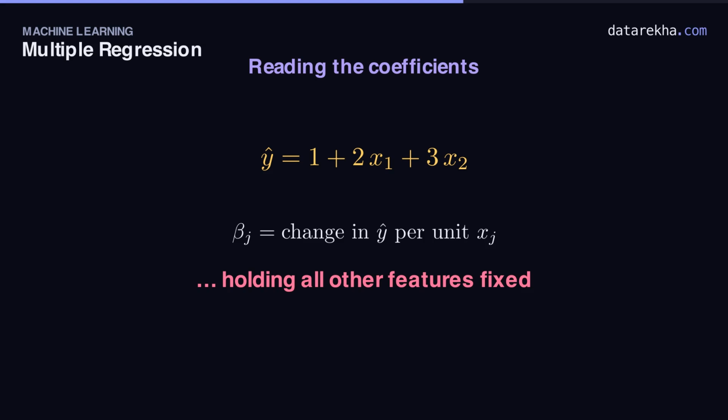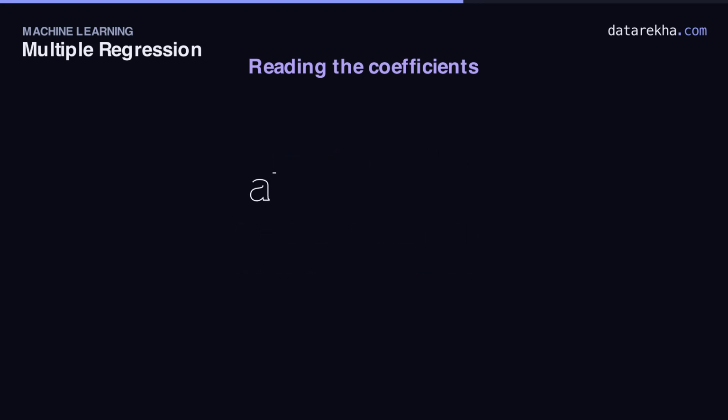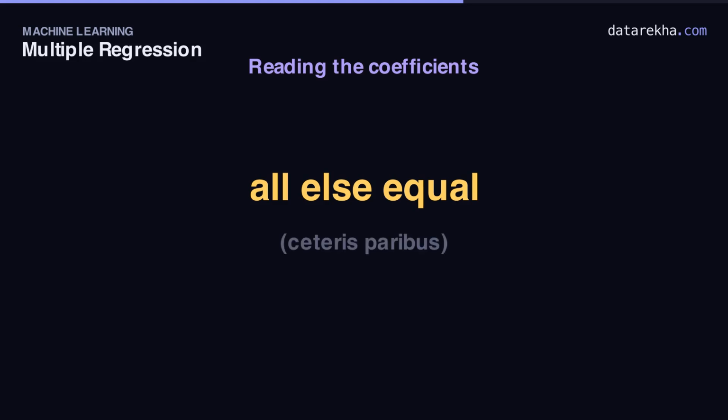That little condition, holding the other features constant, is everything. People sum it up in 3 words: all else equal, or in Latin, ceteris paribus. It's the promise that each slope isolates one feature's effect, imagining the others frozen in place.